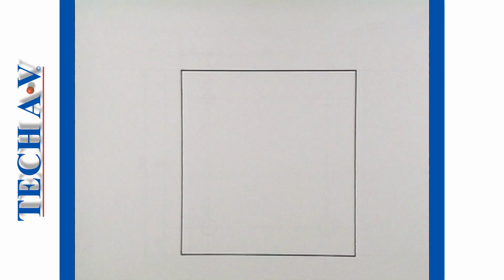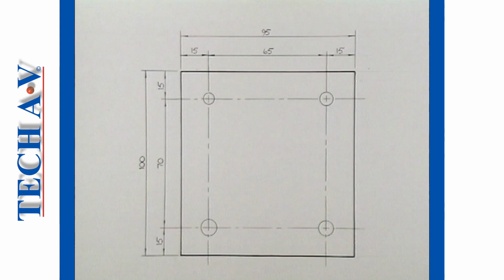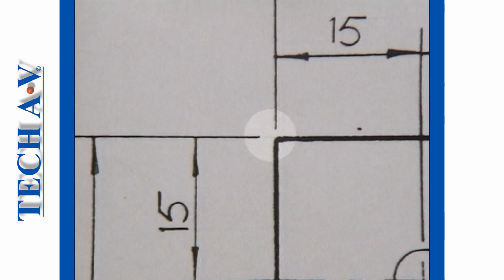Now, an important thing for you to try and do is to first see the shape of the object on any drawing and then look at the dimensions. Remember that dimension lines are not part of the object shape. If you look carefully at a drawing, you will notice that dimension lines don't actually touch the shape lines.